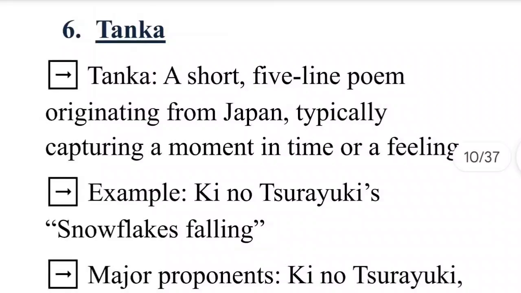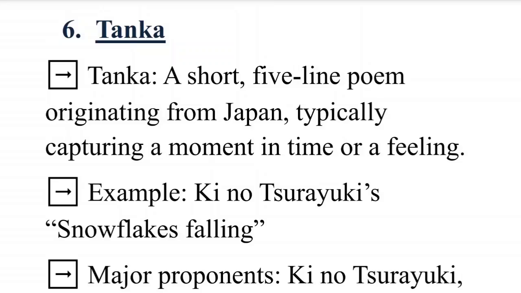And the next form of poetry is tanka. Tanka is a short 5-line poem originating from Japan, typically capturing a moment in time or feeling. Tanka is again a Japanese poem which is 5 lines. The difference between haiku and tanka is that haiku is a 3-line poem, and tanka is a 5-line poem. Both the forms, haiku and tanka, originated in Japan, that is, in Japanese literature.